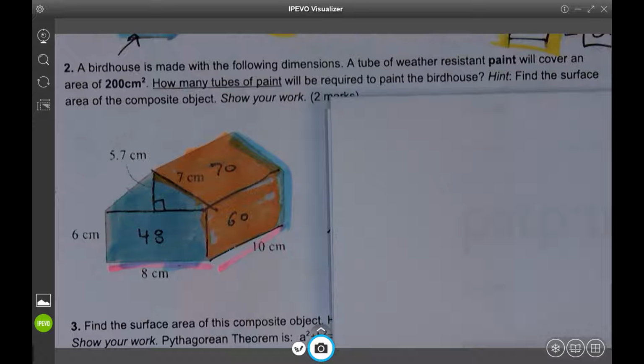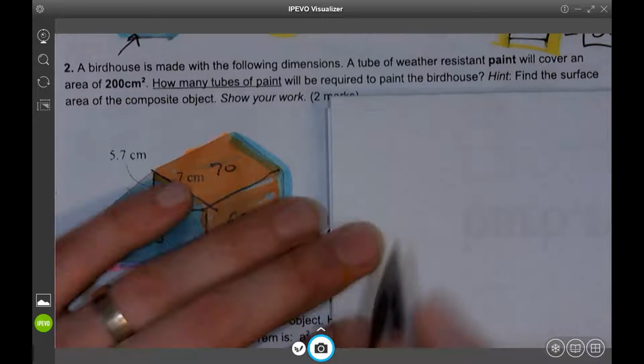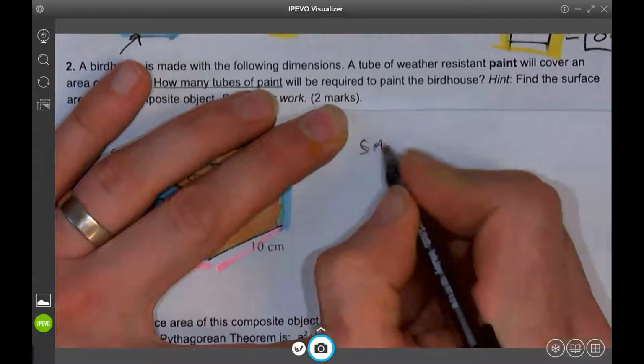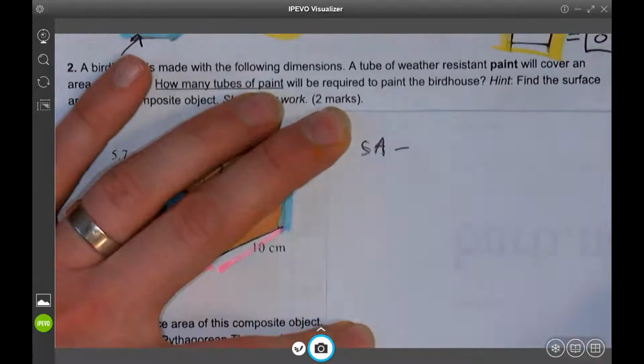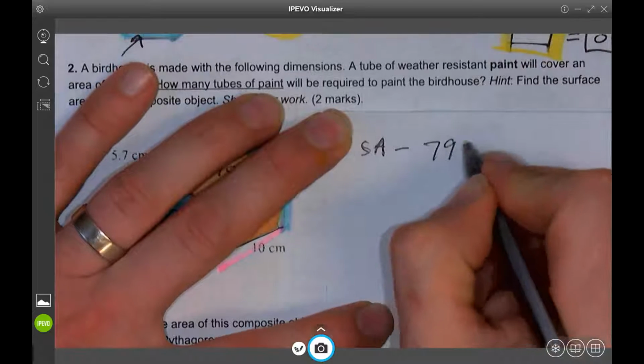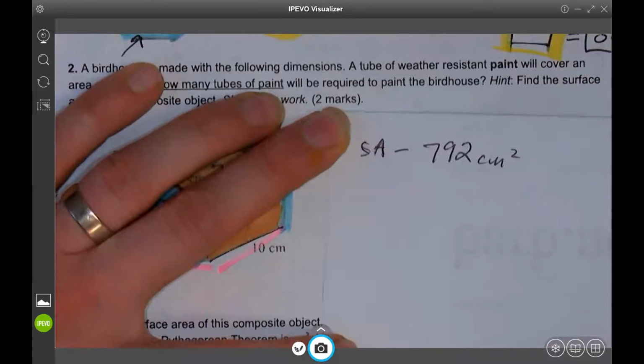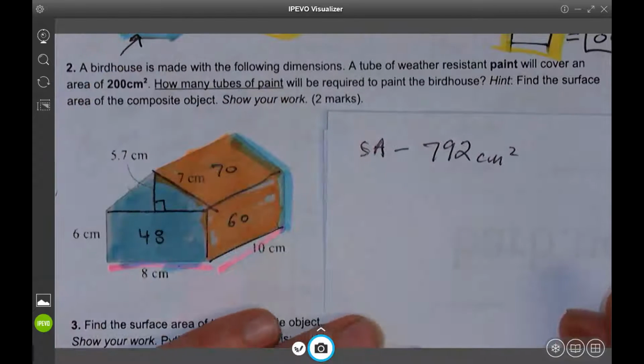Okay, so we're going to answer this tubes of paint question. Let's suppose our surface area ended up being 792. I don't know, just making this up. Okay, so how many tubes of paint are we going to need?